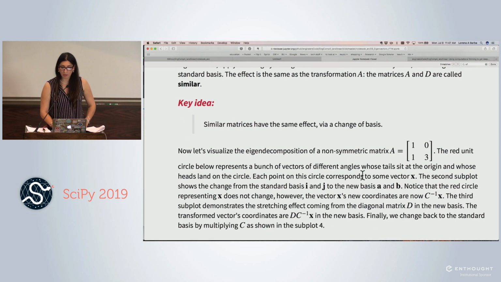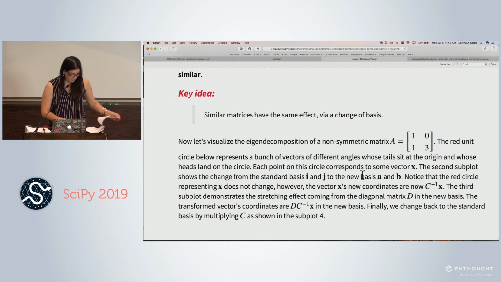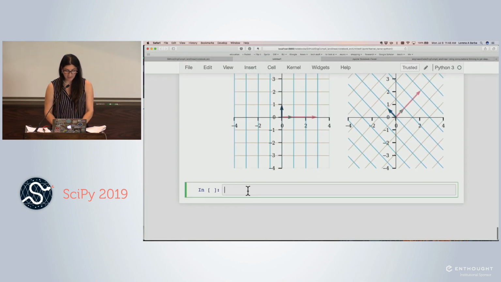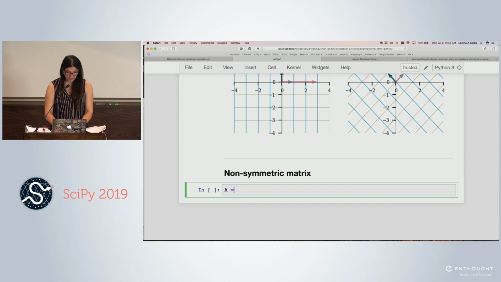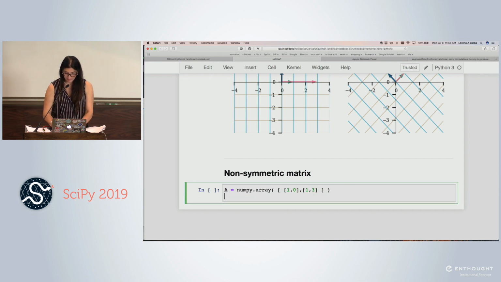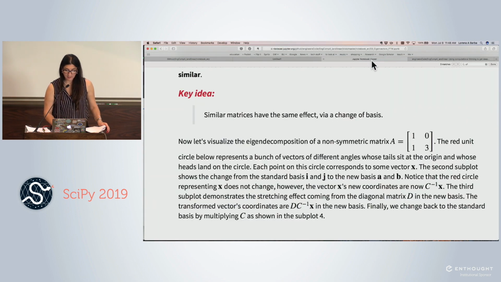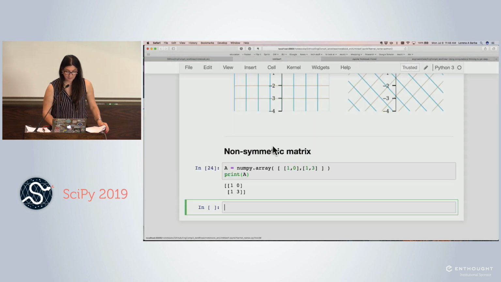Now, if we were to try to visualize this whole operation, this whole idea of what eigenvectors do for a general matrix that is not symmetric, here we have an example. A different matrix that is not symmetric. Let's call it A again. We're reusing the variable, numpy.array, and it's 1, 0, the first row. Second row is 1, 3. Let's print it to see that we got the right thing. And indeed, 1, 0, 1, 3, it's correct.